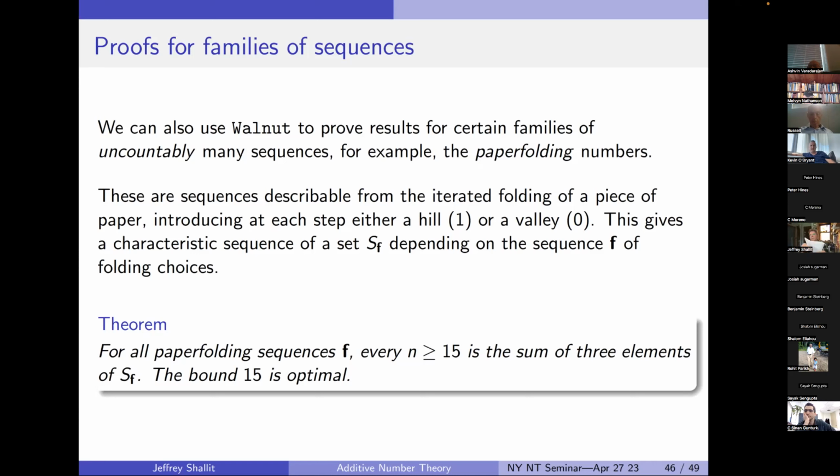Once you fold it in half, you can do it again. If I do that, I'm going to introduce a valley here. If I do this, I'm going to introduce a hill. So at every stage, every time you fold it more and more, you can introduce a hill or a valley. That gives you uncountably many infinite sequences after you fold infinitely many times and then unfold the paper and look at it. It gives a certain set depending on this sequence of folding choices. What you can prove with Walnut is that for all paper folding sequences F, every N bigger than or equal to 15 is the sum of three elements of S of F. And this bound 15 is optimal. So you can actually prove results about uncountably many sequences using this finite tool.